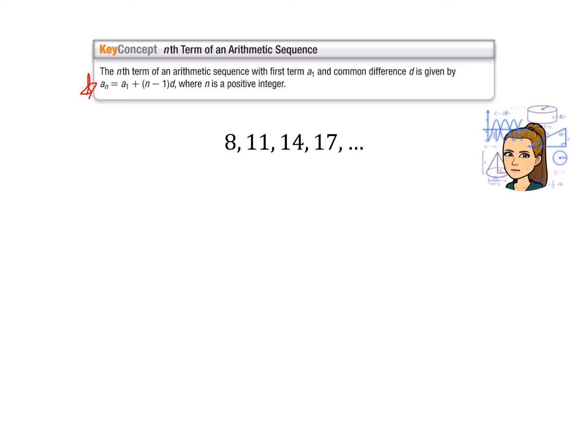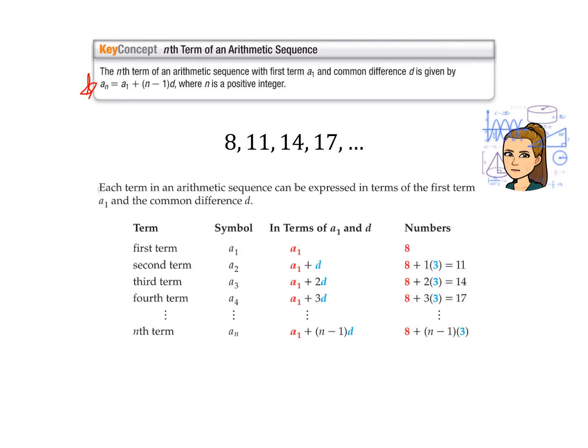So if I take my example here, and this example you do not need to write in your notes, we're going to do another example on the next slide. If I have my sequence here, I can see that my change, the difference, is a change of plus 3. So I'm going to start looking at those values. I see my first term, my a sub 1, is the number 8. My second term was my first term plus the difference, so 8 plus 1 times 3. Then my third term is the first term plus 2 times the difference. My fourth term is the first term plus 3 times the difference.